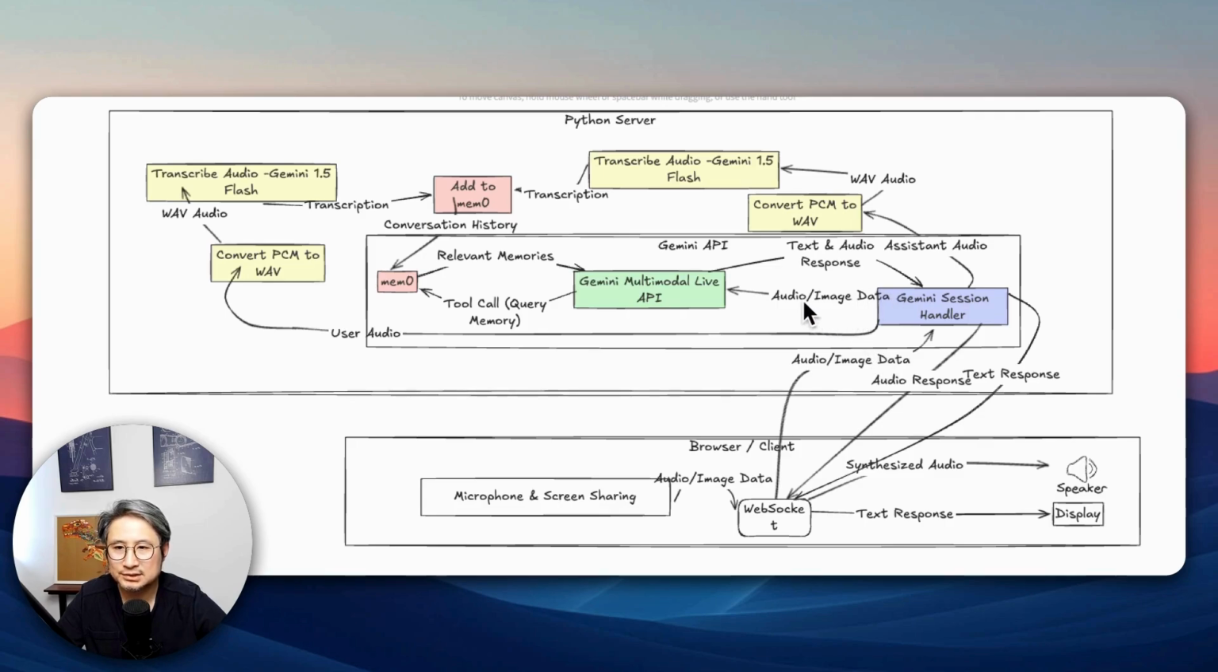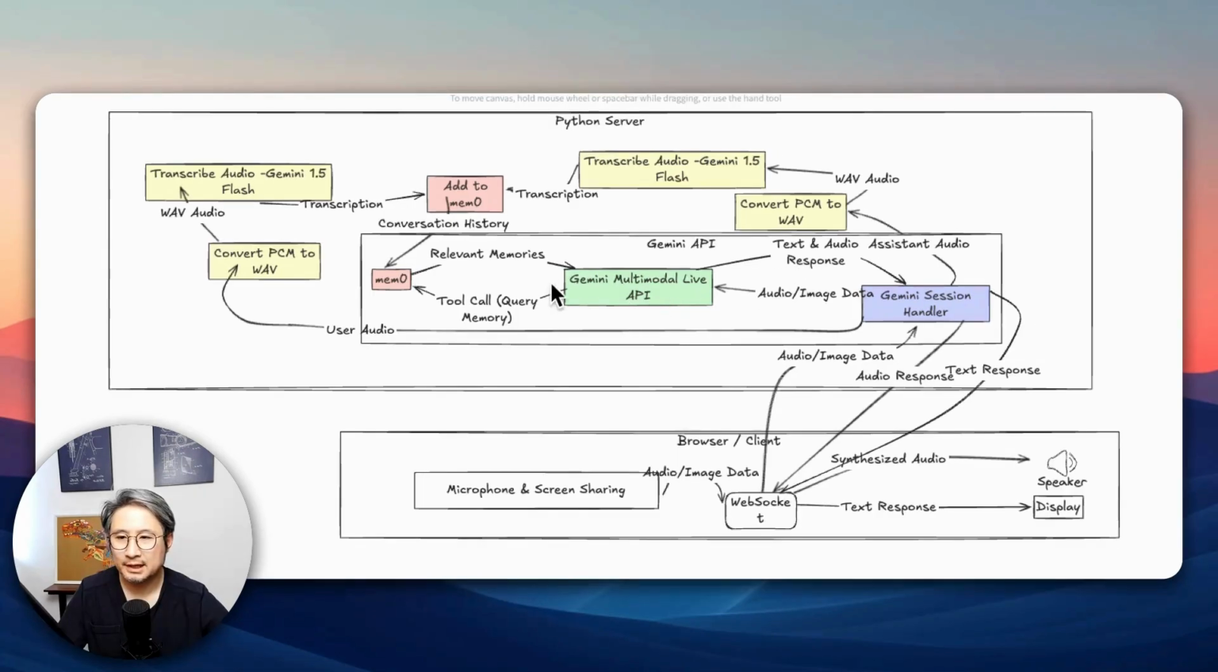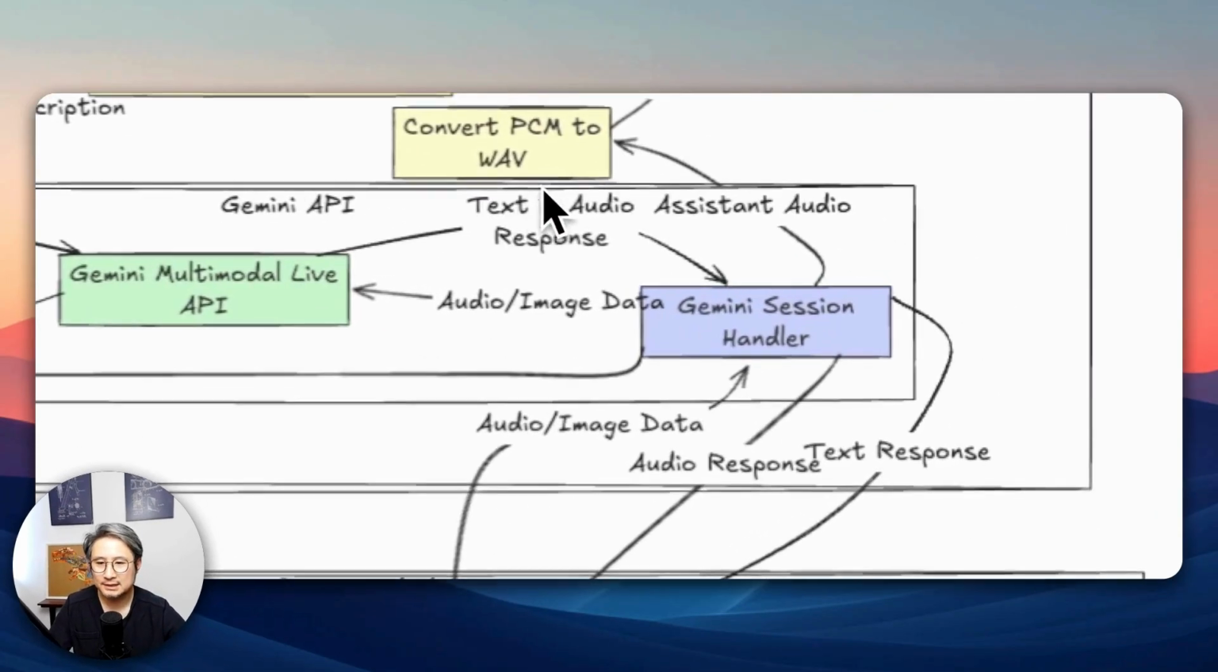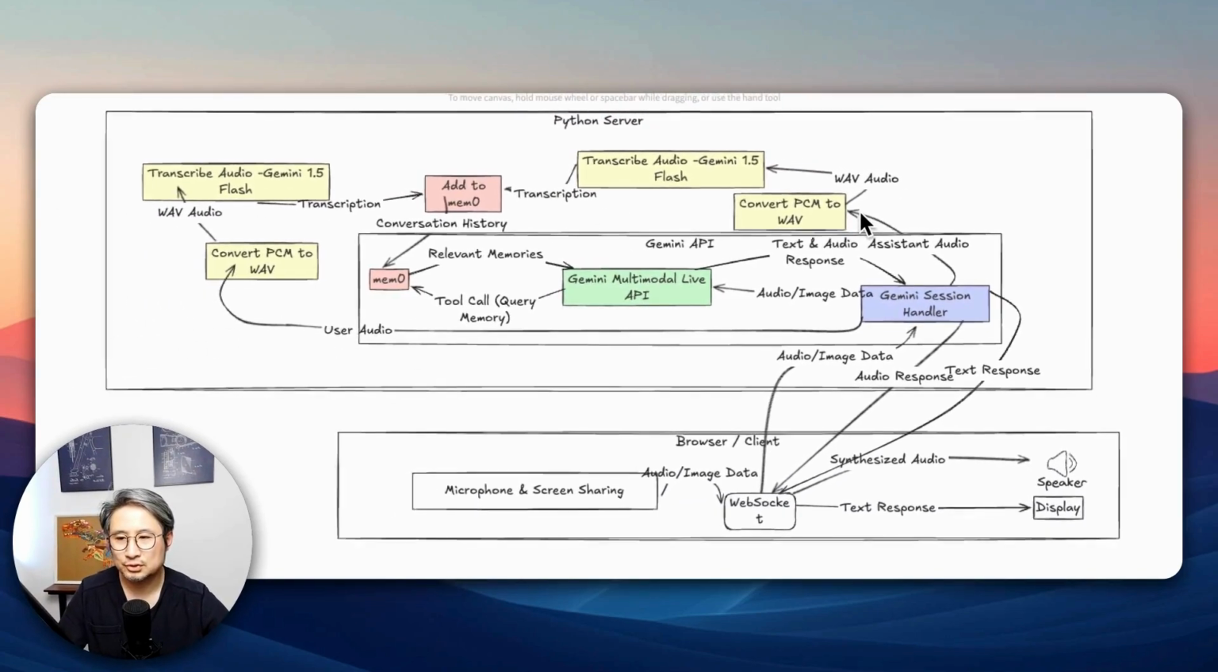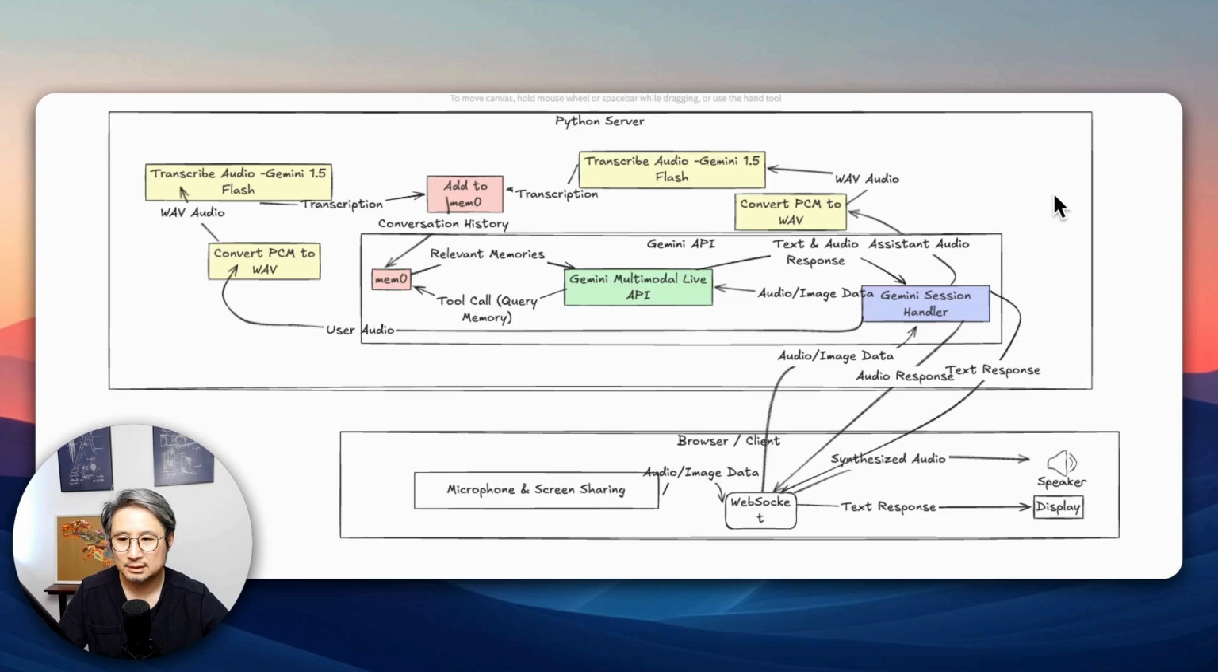When the Gemini model needs information from the user's past interactions, it makes a tool call we called query memory to the Mem0 components. The Mem0 components retrieve relevant memories and send them back to the Gemini API. The Gemini API then generates a text and audio response, which is sent back to the Gemini session handler. There is also another path that shows the audio transcription process, which also includes the memory storage process.